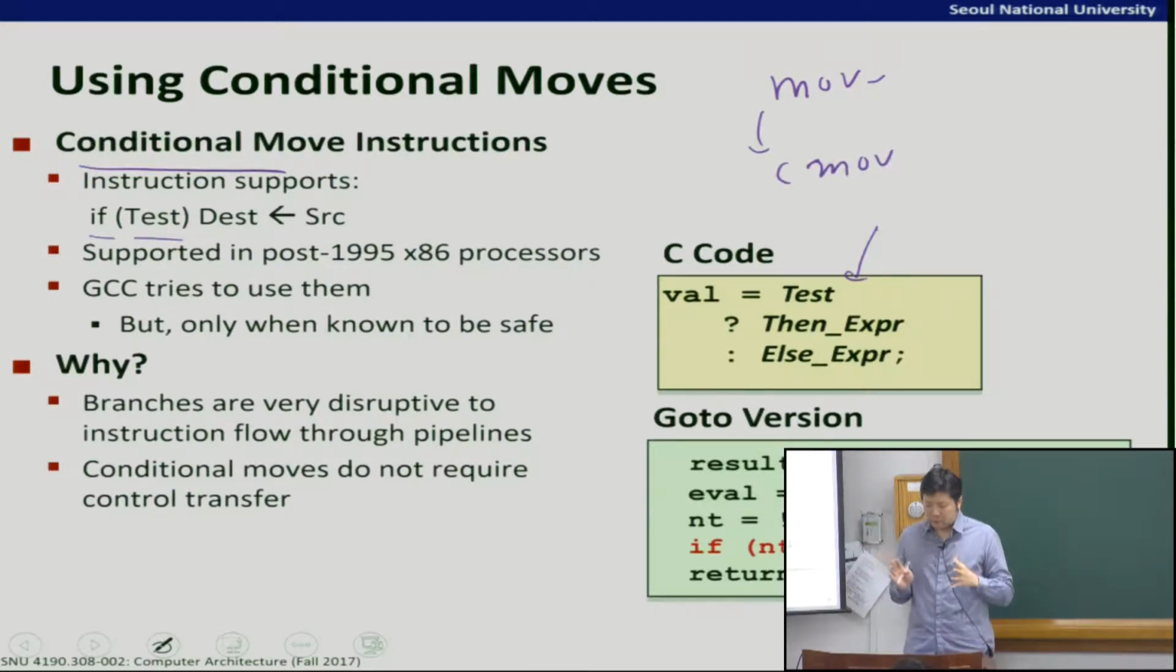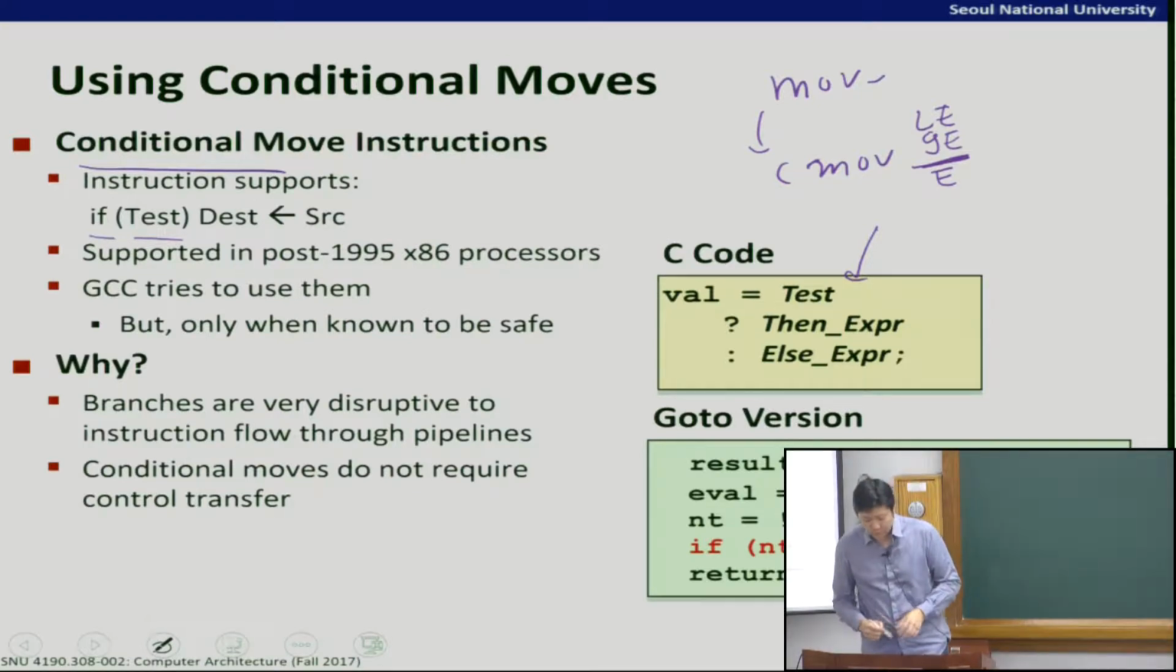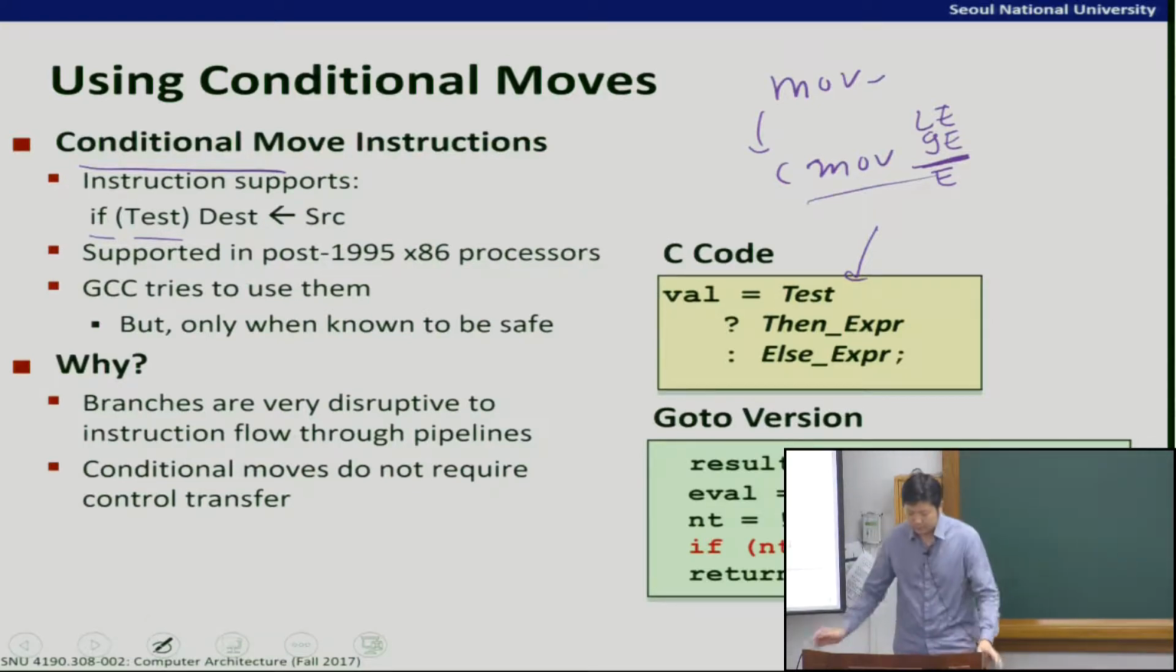So the difference between move and cmov is that cmov is executed only if a certain condition is satisfied. Then how do you specify the condition? You put a suffix here, like LE, GE, or E. All these suffixes you remember from the jump instruction. There are different suffixes, and you can put the suffix on this move instruction to execute it conditionally. This was introduced in the 1995 x86 processor, and GCC tries to use it.